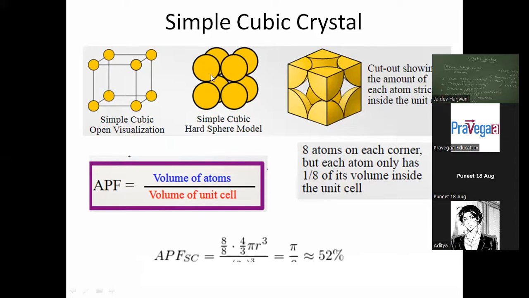So for example, this is my primitive simple cubic cell, or primitive cubic lattice. In the primitive cubic lattice I have atoms at the corners, and these atoms are touching each other. So if I want to calculate the packing efficiency, I need to first calculate the volume occupied by these atoms and divide it by the total volume.